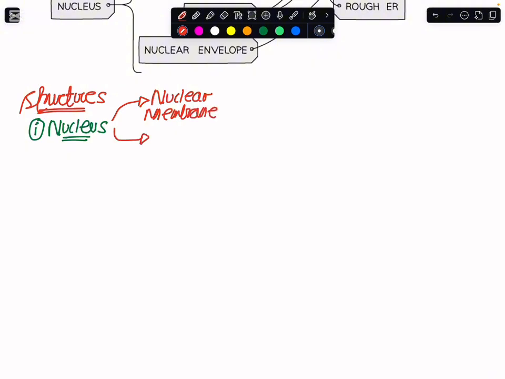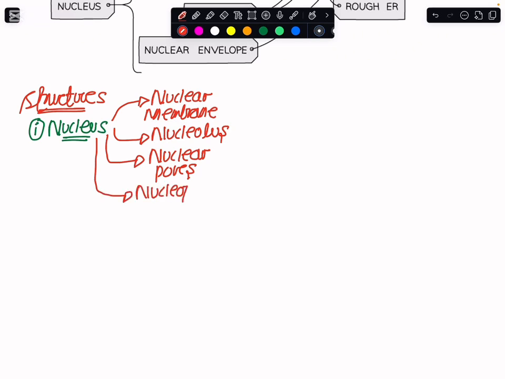Then within the nucleus, we have another component coming. It would be the nucleolus. And then we have the third thing in the nucleus, the pores of the nucleus, and we call them the nuclear pores. The thing doesn't end here. Usually cells have the cytoplasm in between the nucleus and the cell membrane, but for the nucleus there would be the nucleoplasm.